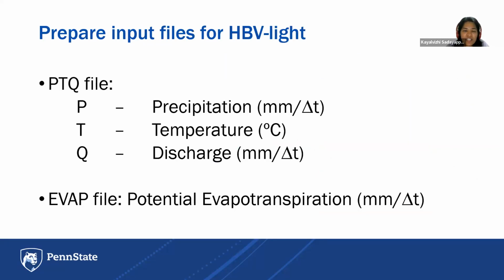PTQ and evap files are the two most important input files for the HBV Lite model. PTQ file has information on precipitation, temperature, and discharge, whereas evap file has potential evapotranspiration data. In this video, we will use Sleepers River as an example catchment, and now we will look at the input files for the Sleepers River in particular.